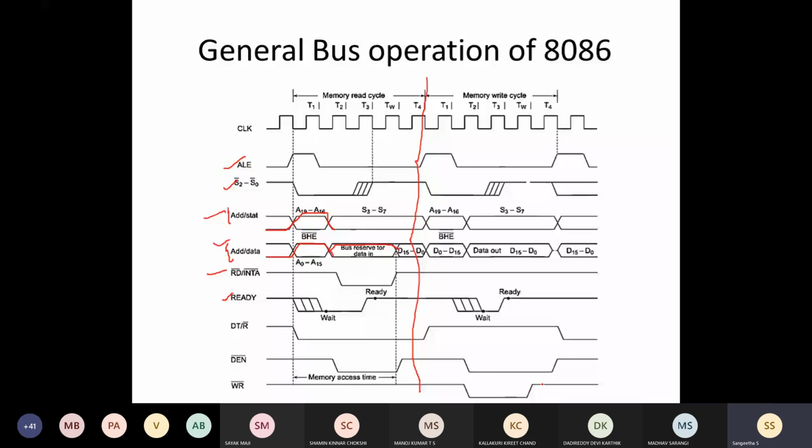Similarly, the write cycle is again split into T1 to T4. During the first one, you will transmit your address. During the address transmission, your address bus, which is multiplexed, will be high, and in the remaining period your data will be out. Here in the write process, we write data from the processor to the memory. So here data out is there, and similarly status lines S3 to S7 will be high. Coming to the read line, since it is a write operation, it is high only.